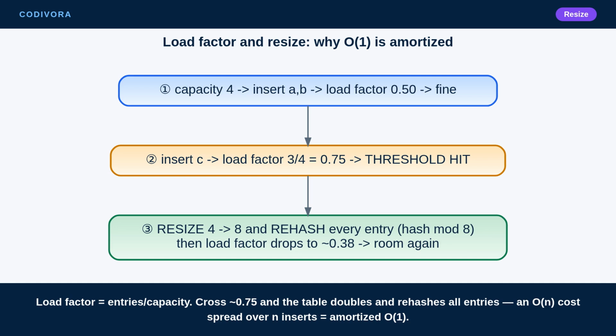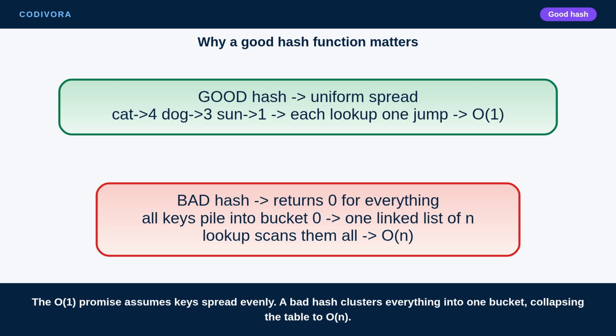That's amortized O(1), the same doubling trick a growing list uses. The whole constant time promise rests on one assumption: keys spread out evenly across buckets.